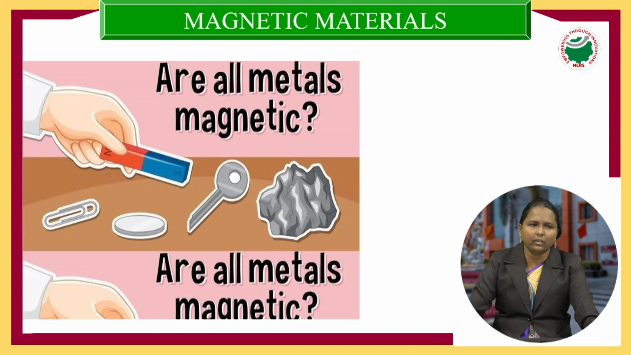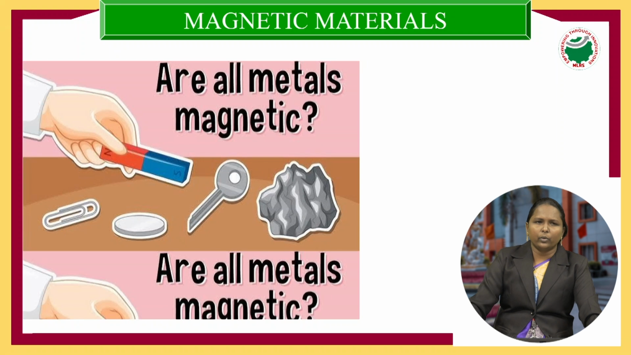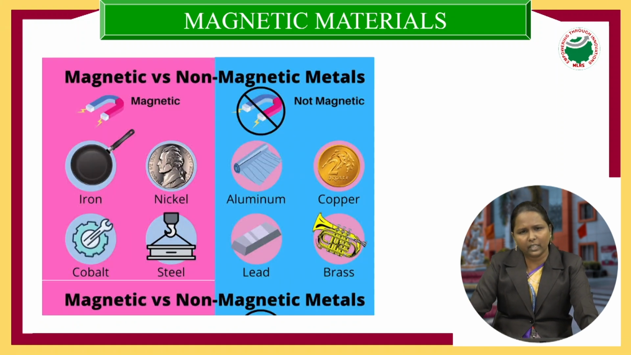So in this lecture we are going to discuss basic definitions and types of magnetic materials. In the universe, there are so many types of materials. In that, we can differentiate the materials as magnetic and non-magnetic materials. Are all the materials magnetic? No, all the materials are not magnetic materials. So there are magnetic and non-magnetic materials.